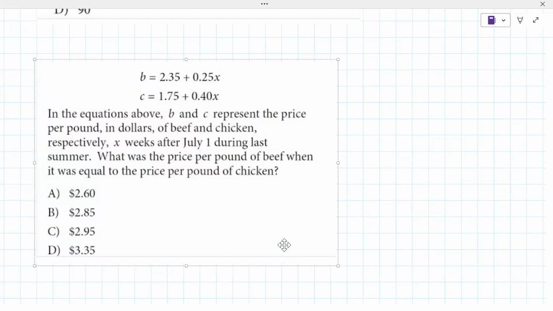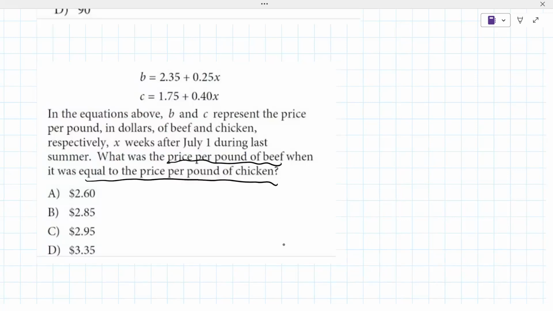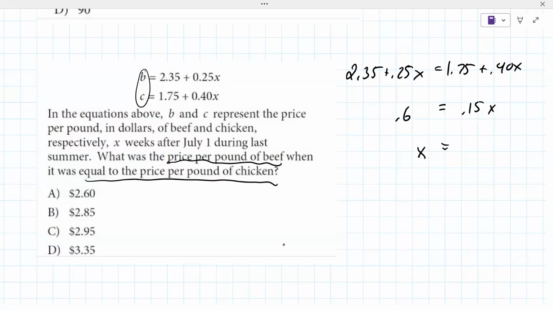Yeah, at first glance, it looks like you have too many letters, but it says that if the price per pound of beef is equal to the price per pound of chicken, what does that mean for B and C here? That they're equal to each other? Yeah, so it's 2.35 plus 0.25x equals 1.75 plus 0.40x. So if you subtract, you get 0.6 equals 0.15x, x equals 4. Now, which equation should you use to find the price?